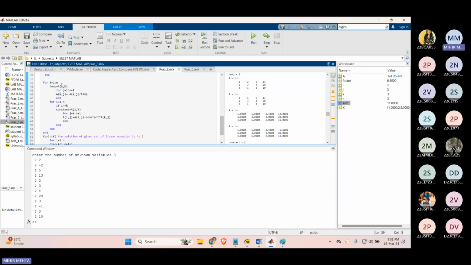Now you have to tell me, what are we doing in this entire loop? Go through it. I'll give you 2 to 3 minutes. Please go through this and then we can discuss.